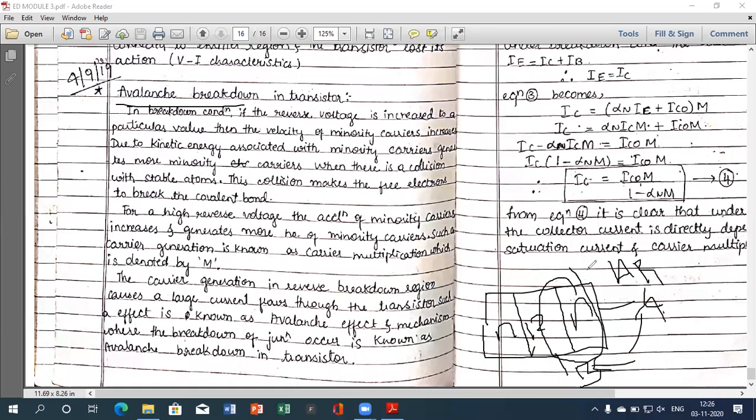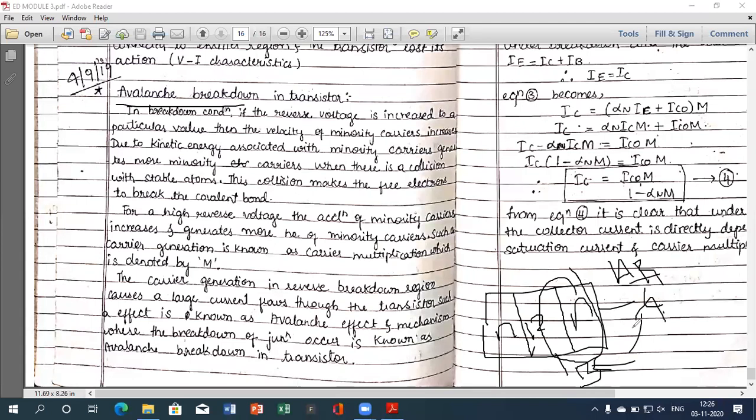So now, using this condition, we are going to discuss this topic. We have to assume that we have taken one NPN transistor, which is operating in active region, and the collector to base junction is reverse biased. Now, under such a condition, what happens?